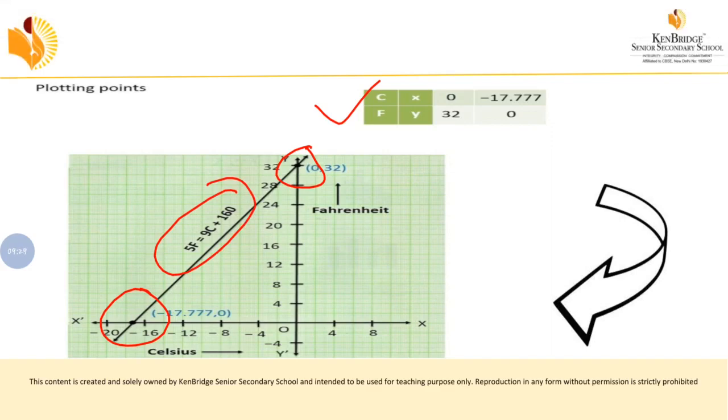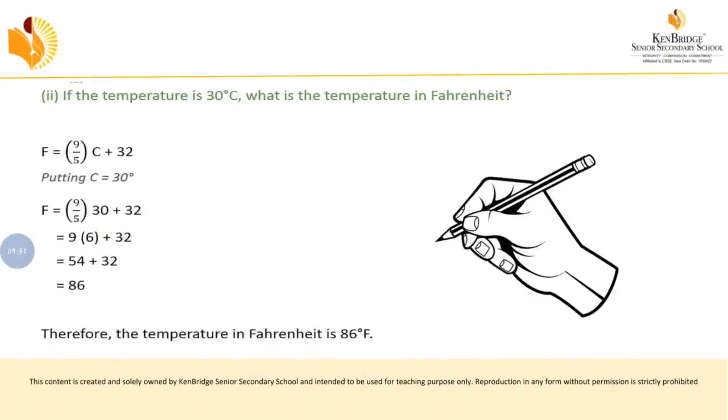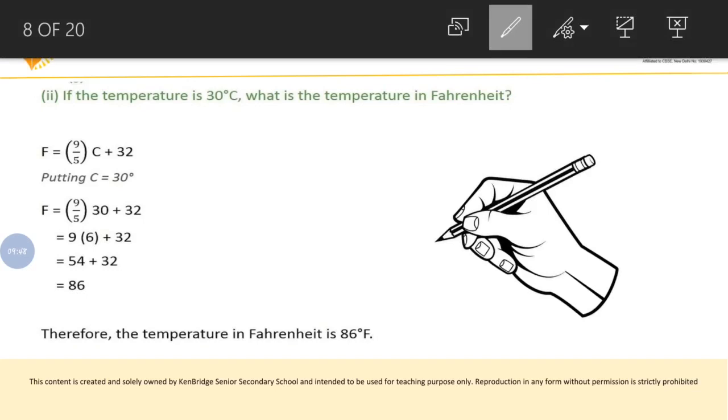So let's move on to the next question, the next subdivision of the same question. The first subdivision was to draw the graph. Now the second subdivision is, if the temperature is 30 degrees Celsius, what is the temperature in Fahrenheit? They have given the temperature in Celsius, and we have to find the temperature in Fahrenheit.